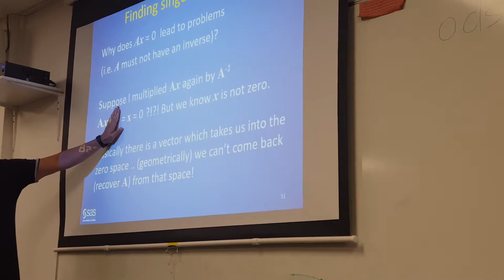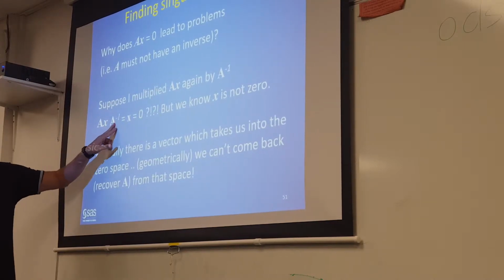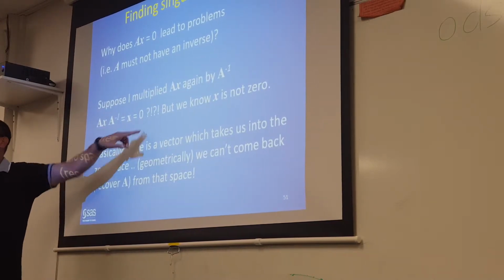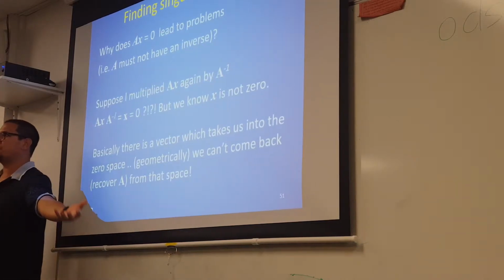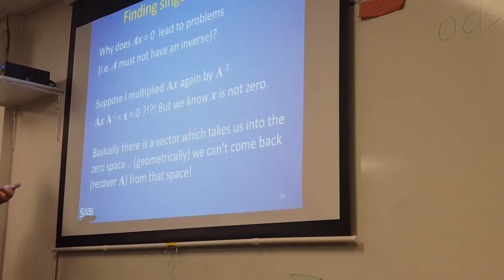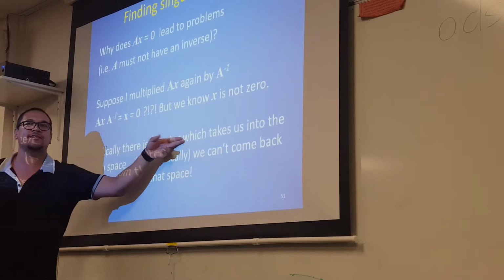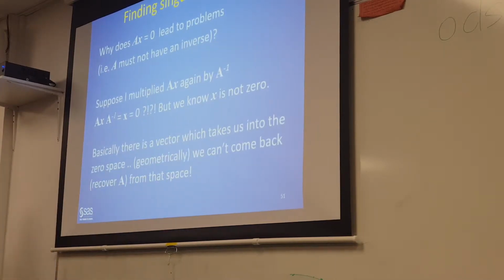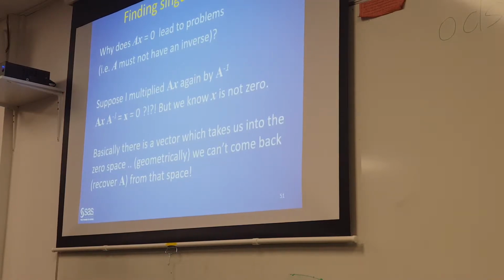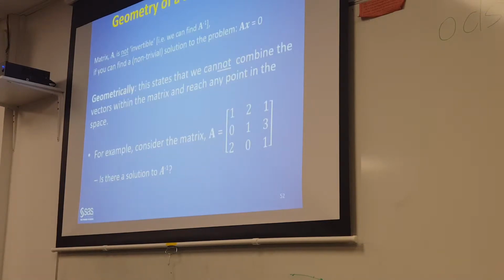But if A times X is equal to 0, then it doesn't matter if we're multiplying by the identity, we end up with 0. So we've got this situation where it's equal to both. It can't be equal to both X and 0, right? We know X is not 0 in some cases. So in these situations, we have a vector which takes us into this 0 space, which we can't geometrically recover from. If we have a vector that can take everything down to 0, 0, 0, we can't escape from that. We lose all the information.